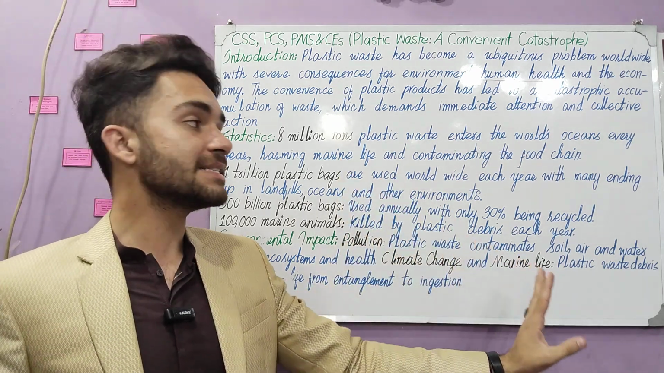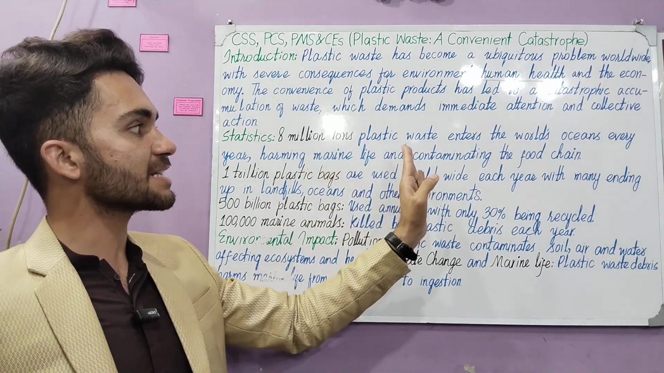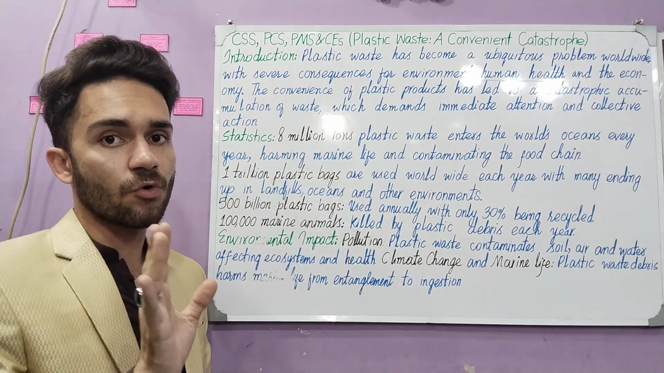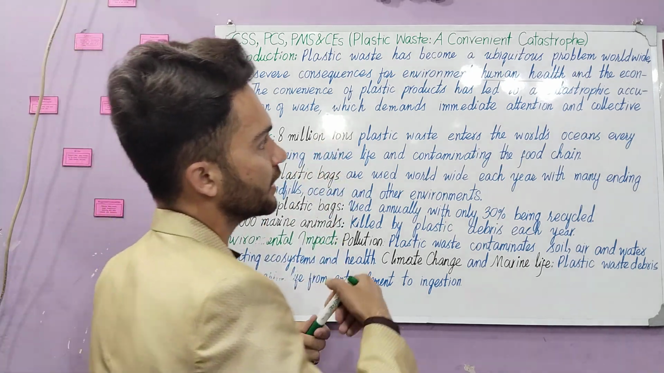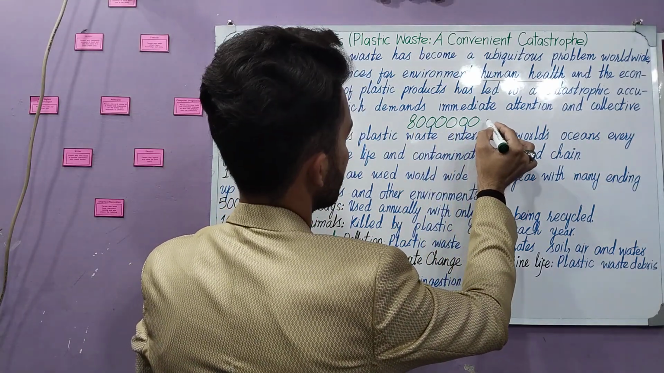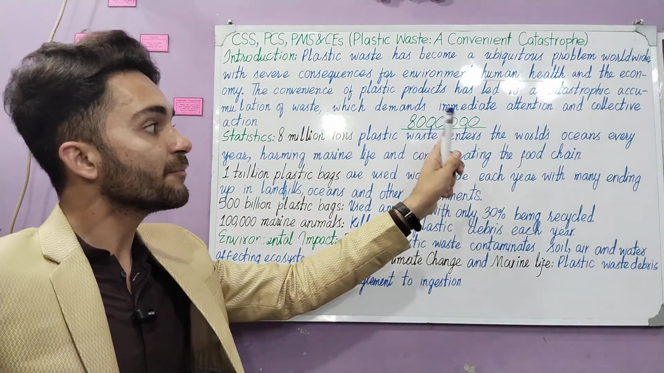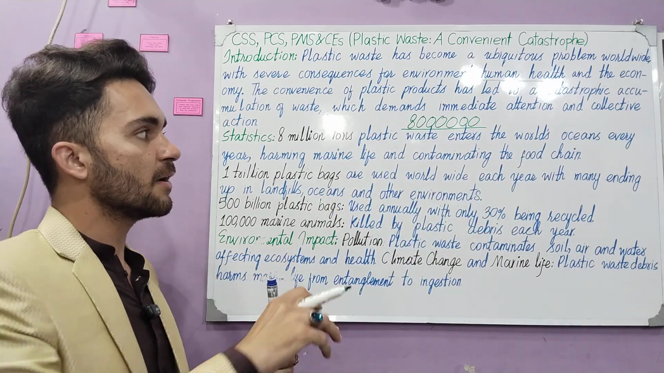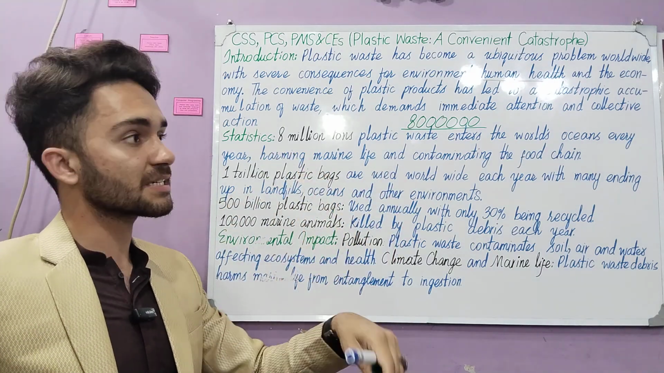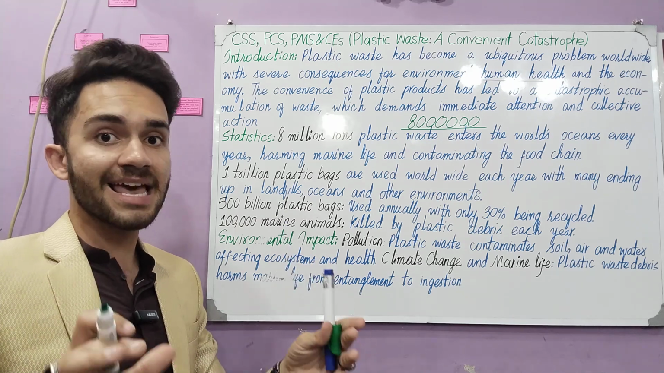Statistics, some of the hazards that plastic waste is causing to the world. What are these? 8 million tons of plastic waste enters the world's oceans every year. In a single year, 8 million tons of plastic waste. How much would be 8 million tons? It would be like this: ones, tens, hundreds, thousands, 10,000s, 100,000s, millions. 8 million. This much tons, not kilos, but tons of plastic waste enters the world's oceans every single year. In 2 years, it would be 16 million tons of plastic entering the world, and it is not less. It is humongous. It is elephantine.